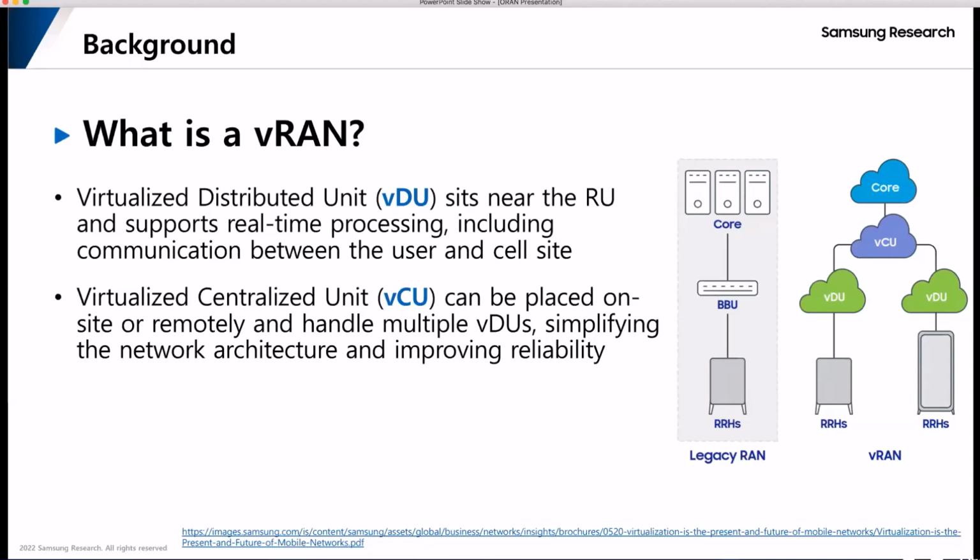On the other hand, the VCU can be placed either on the cell site along with the VDUs and radio units, or it could also be placed remotely. And also this is in charge of handling the VDUs. So this improves reliability and simplifies the network architecture. And also like we can see here, the VCU can be in charge of several VDUs as well.